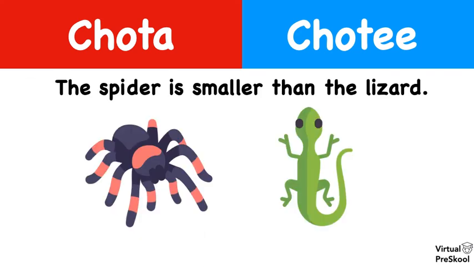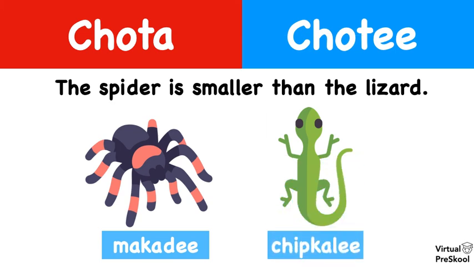Let's do another one. The spider is smaller than the lizard. Spider is makadi. Lizard is chipkali. So would we use chota or choti? Well, the sentence is about the spider, right? And spider is makadi. So we would use choti, right? So put the sentence together. The spider is smaller than the lizard.